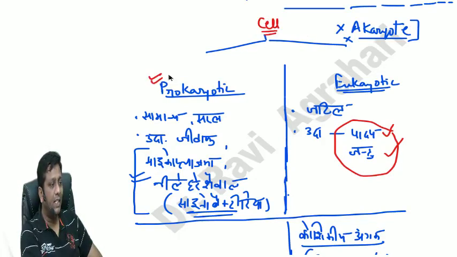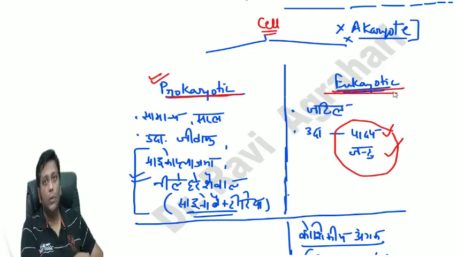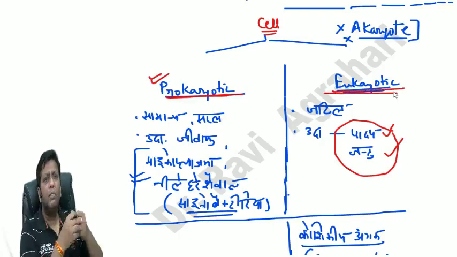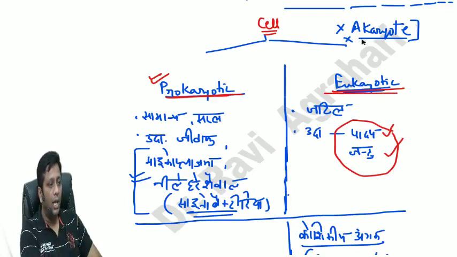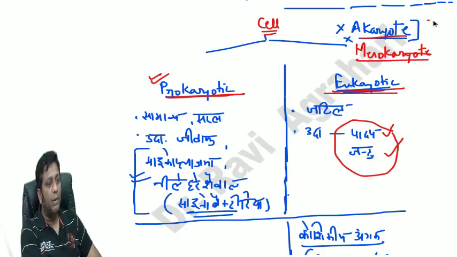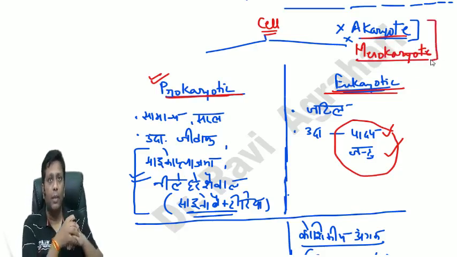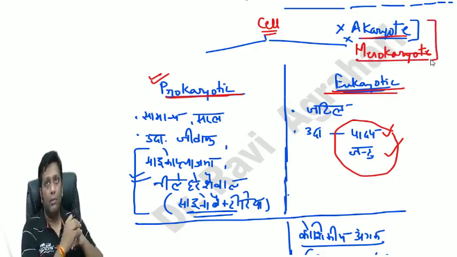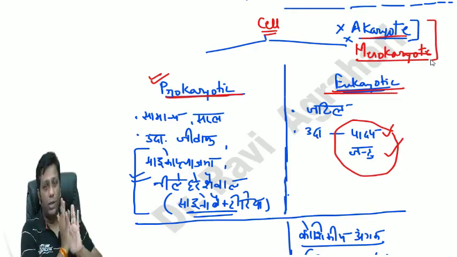The first is prokaryotic cells, and the second is eukaryotic cells. Some more types of cells are still present in different living organisms, but that is not important for an examination. For example, akaryot cell and mesokaryot cell, but this type of discussion is not required for the GS class. No need to go beyond it. This prokaryotes and eukaryotes discussion is enough for you.